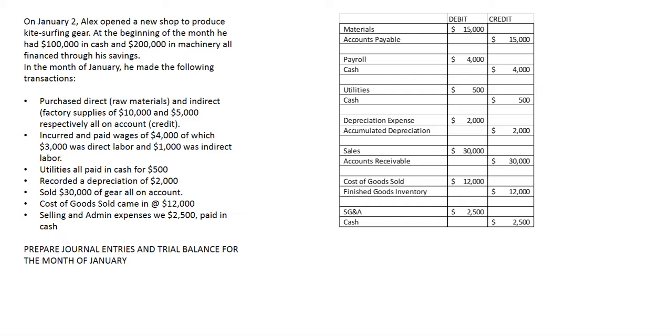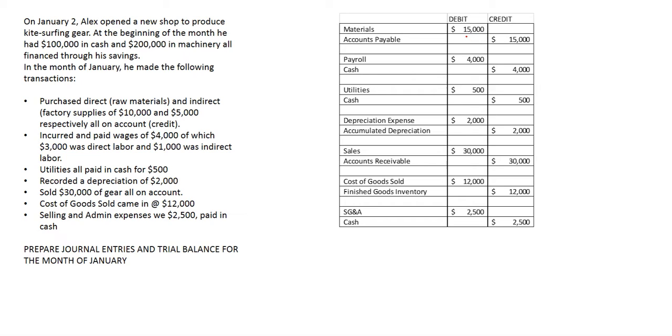Utilities paid is $500 and recorded depreciation for $2,000, and in the month he sold $30,000 worth of gear, all on credit, and cost of goods sold came in at $12,000. Selling and administrative expenses is $2,500 and are paid in cash. So let's start with the journal entries first.